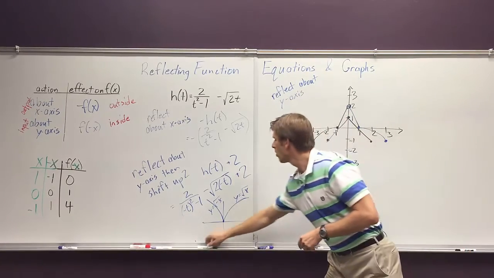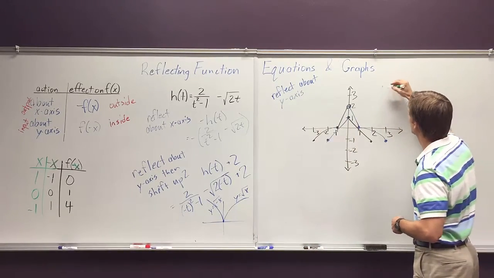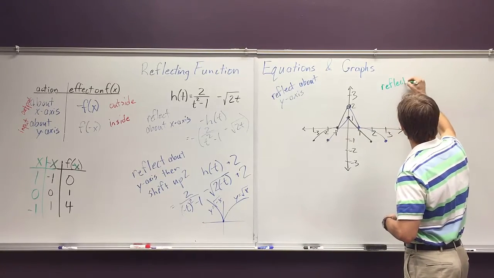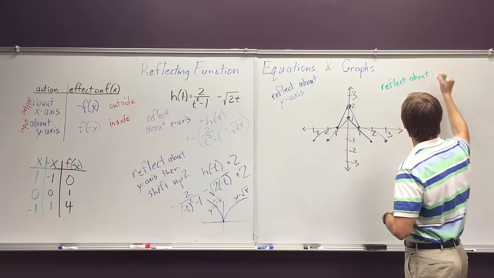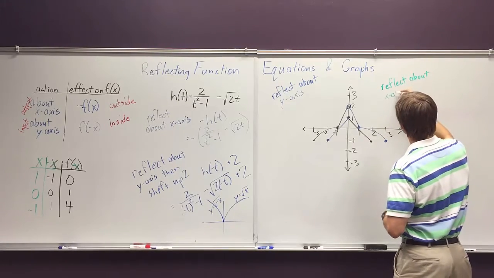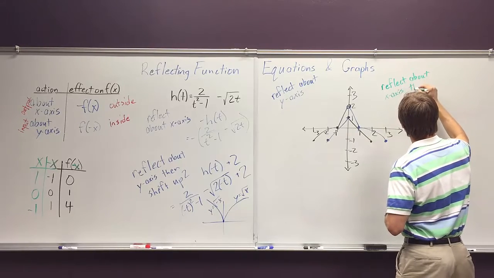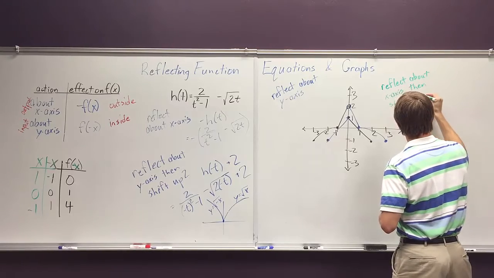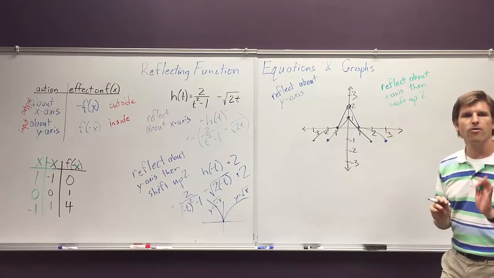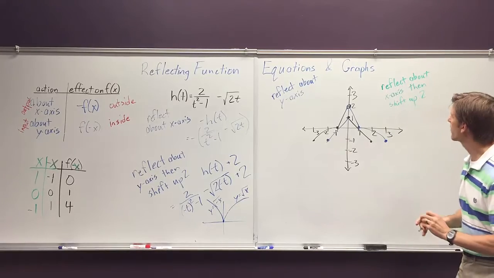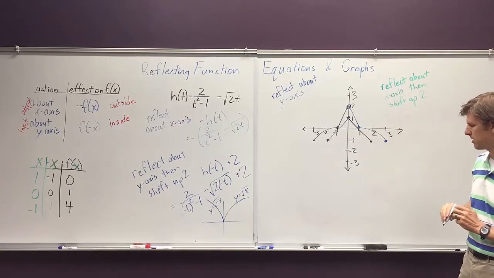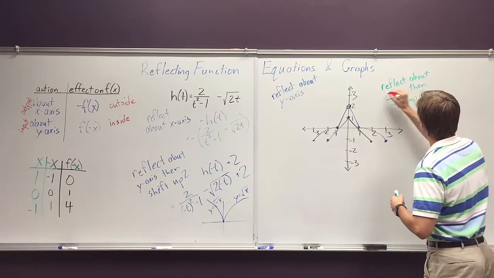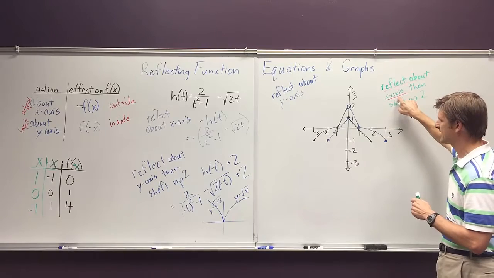So let's just do one last one. Let's say we reflect about the x-axis, then shift up 2. Okay, now the order is really important here. I'm going to show you the intermediate step here. In fact, maybe I'll do the intermediate step in red to indicate that it is not finished. Okay, reflect about the x-axis.